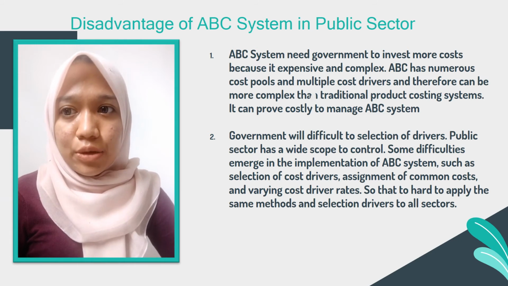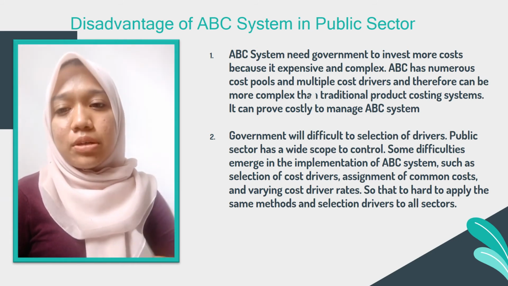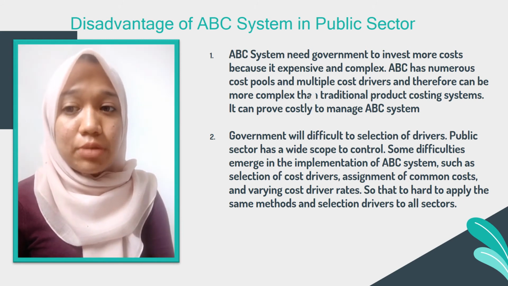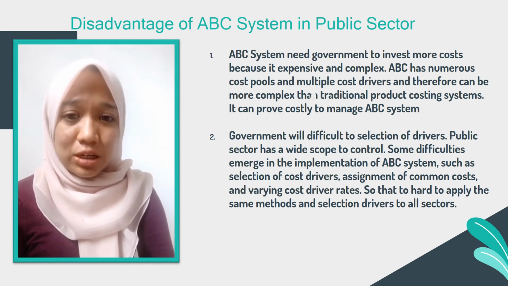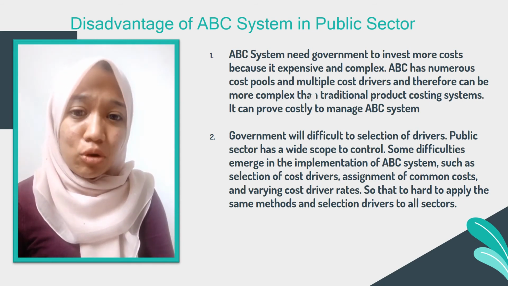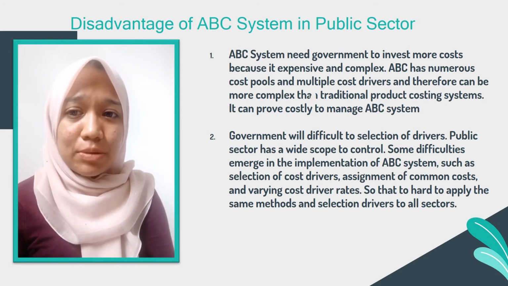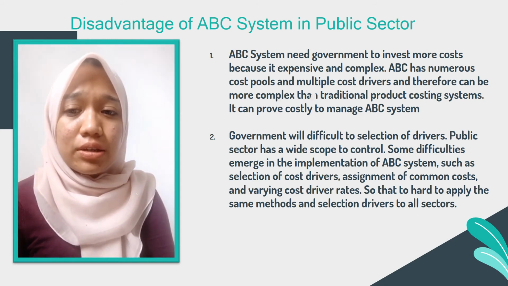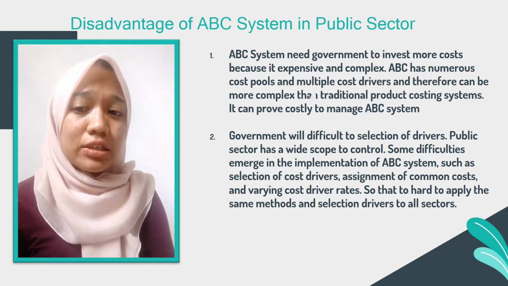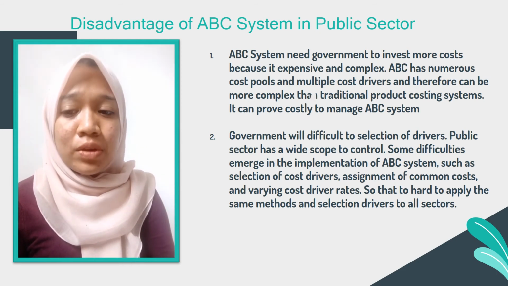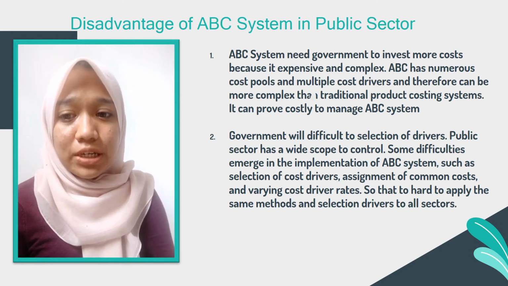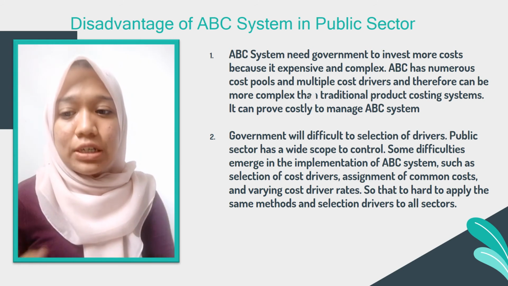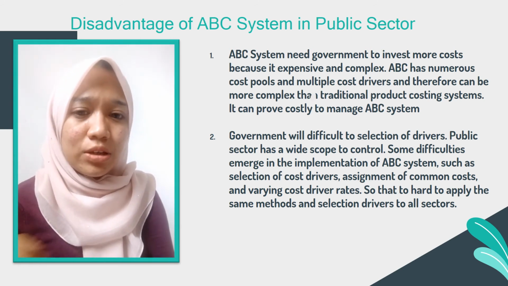Okay, these are the disadvantages of the ABC system in the public sector. First, the ABC system needs the government to invest more cost because, as we know, the ABC system is more expensive and also more complex. So the ABC system has numerous cost pools and also multiple cost drivers and therefore can be more complex than the traditional product costing system. It can prove costly to manage the ABC system, so the government needs to hire professional staff to manage the system because it's quite hard.